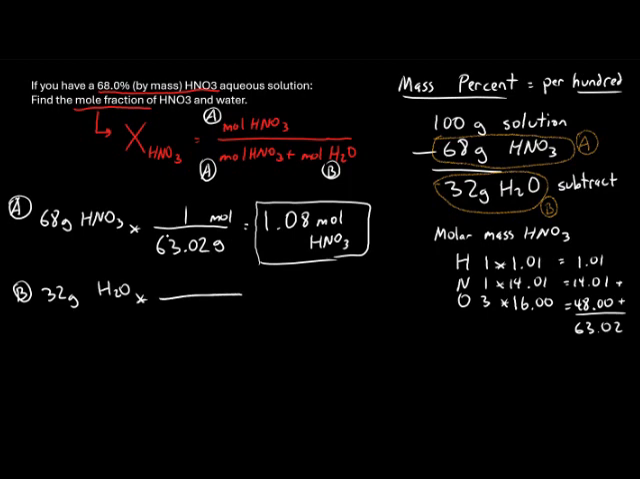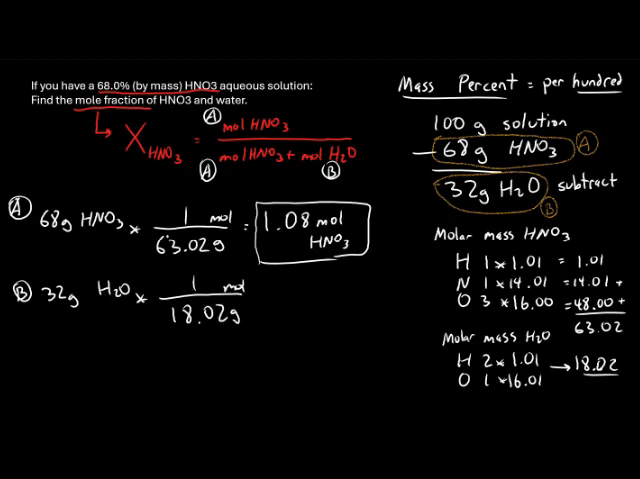We'll multiply it by a fraction to get moles on top, grams on the bottom. We can also find the molar mass of water. We have 2 H's and 1 oxygen. We'll say 2 times 1.01, and then 16 for oxygen gives us a total of 18.02. Place that number next to grams, and a 1 next to moles, and once again, divide using a calculator. We'll get 1.776 moles of water.